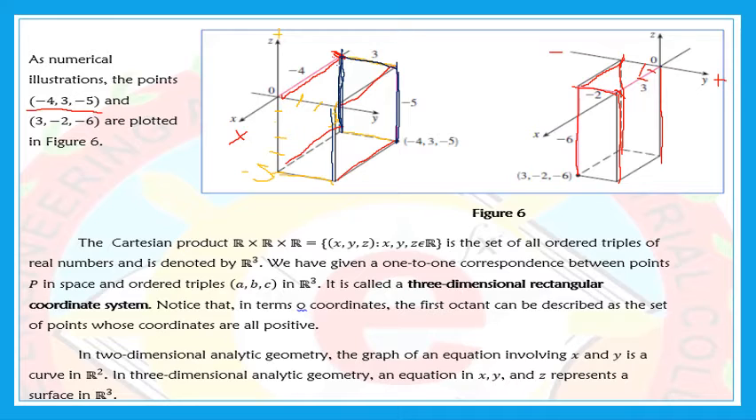The Cartesian product R times R times R is equal to the set of x, y, z such that x, y, z is in R, the set of all ordered triples of real numbers, and is denoted by R cubed. Ito yung symbol ng space. Kung R squared, plane lang yun. So we have given a one-to-one correspondence between points P in space and the ordered triples a, b, c in R cubed. So it is called a three-dimensional rectangular coordinate system.